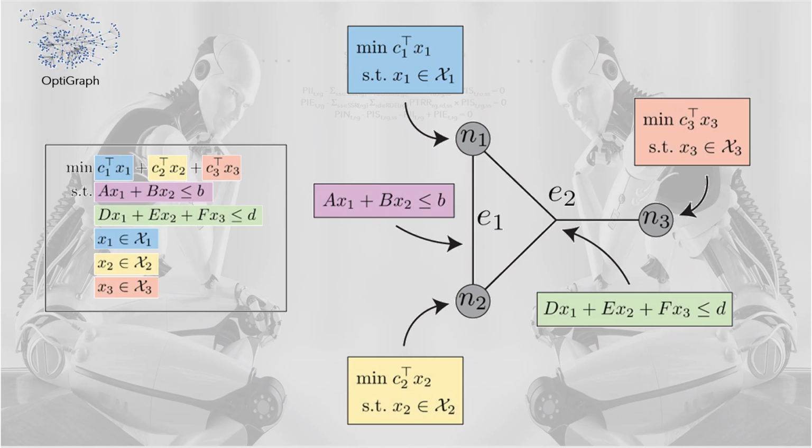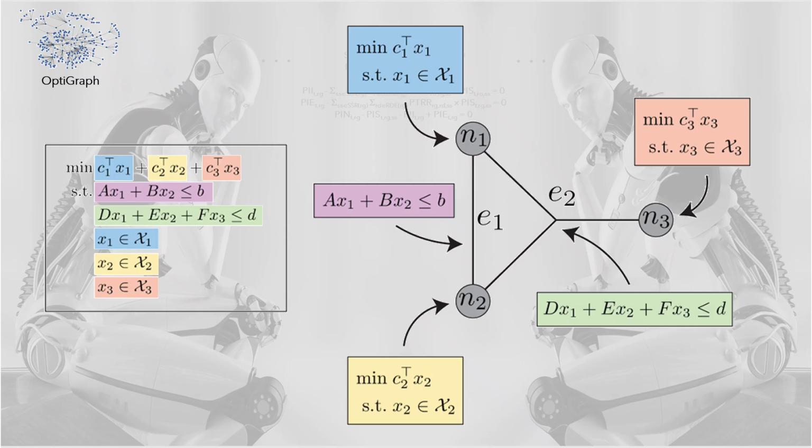OptiGraph is a domain-specific language for graph analysis, developed as a research project at Stanford University's Pervasive Parallelism Laboratory. The figure on the left shows an example of OptiGraph abstraction, where the optimization problem is divided into the nodes and edges of the graph on the right. The OptiGraph abstraction can capture hierarchical relationships within problem structures and form nested subproblems.